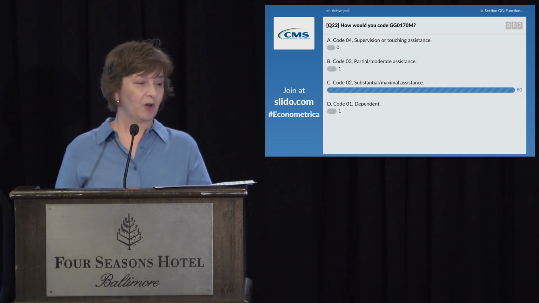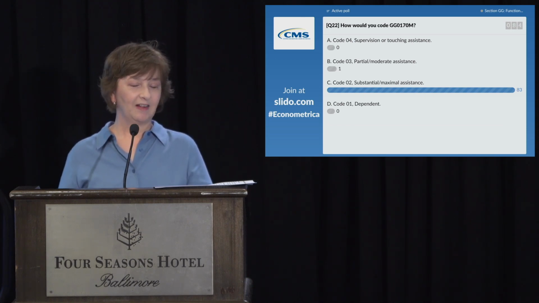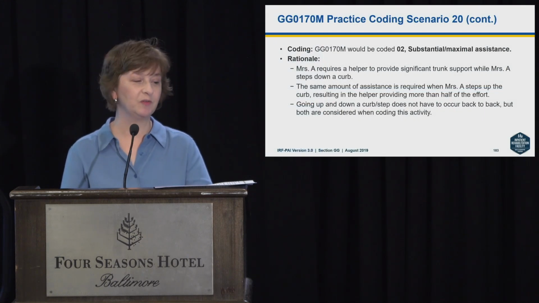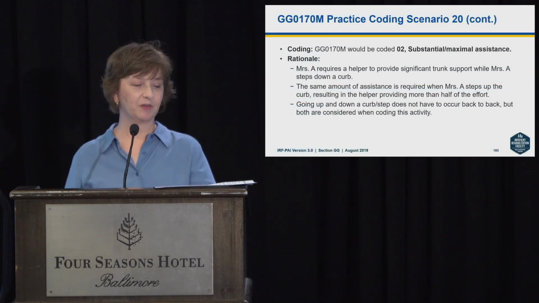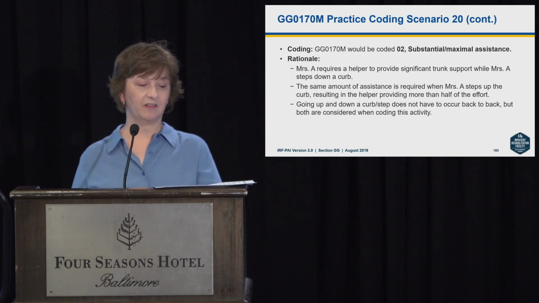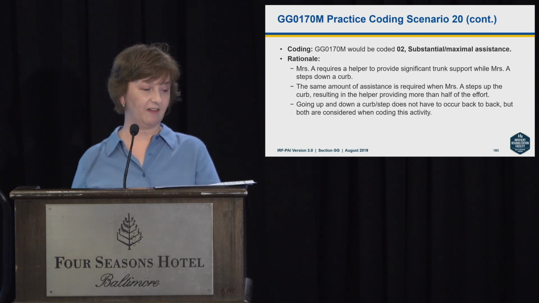Looks like most people are coding 02. That seems right to me, so let's see what the correct response is. Okay, it is indeed 02. Miss A requires a helper to provide significant trunk support while Miss A steps down the curb. The same amount of assistance is required as Miss A steps up the curb, resulting in the helper providing more than half of the effort.